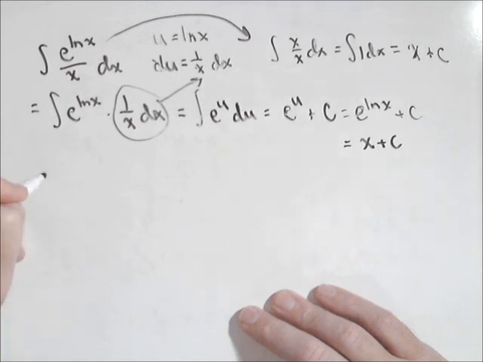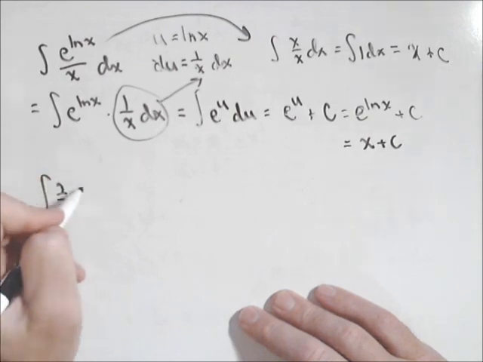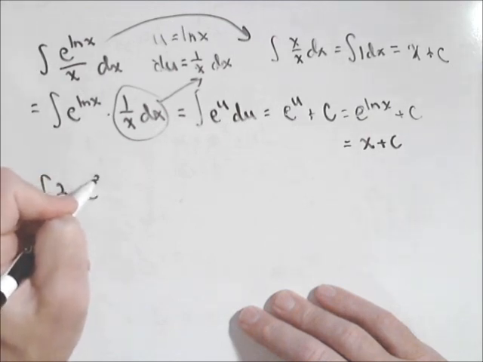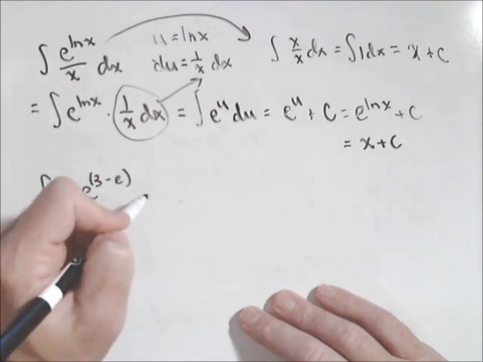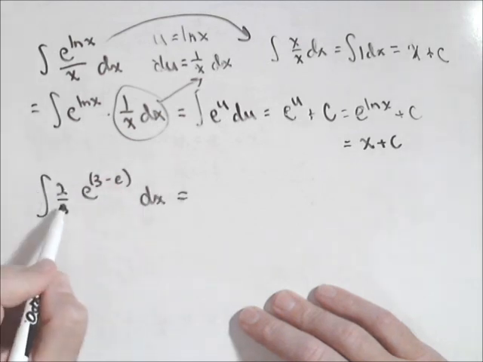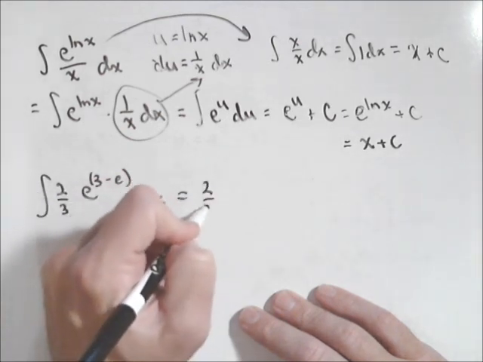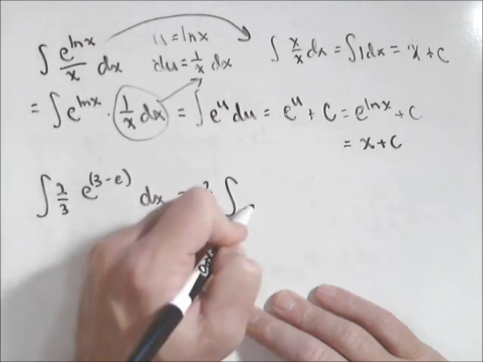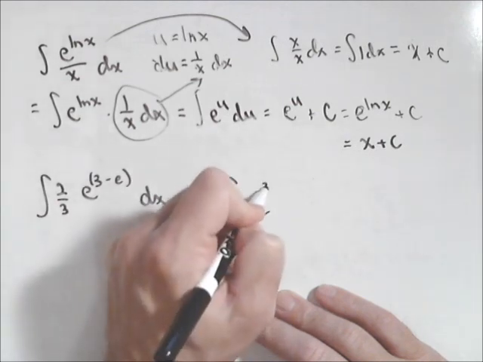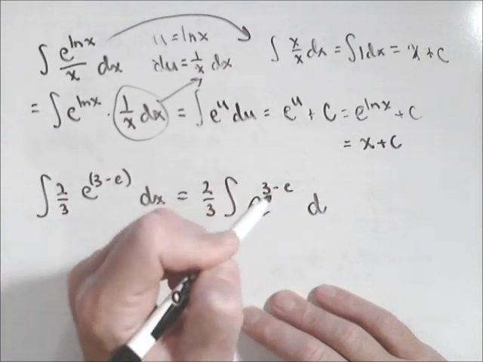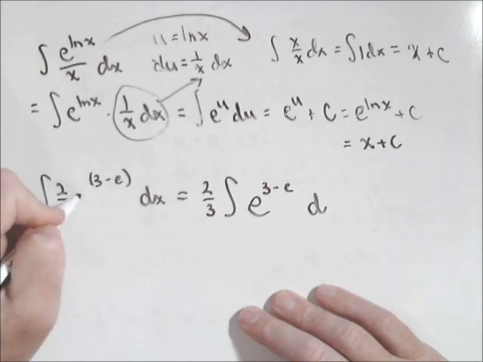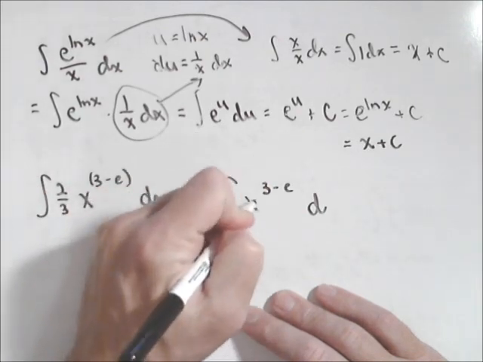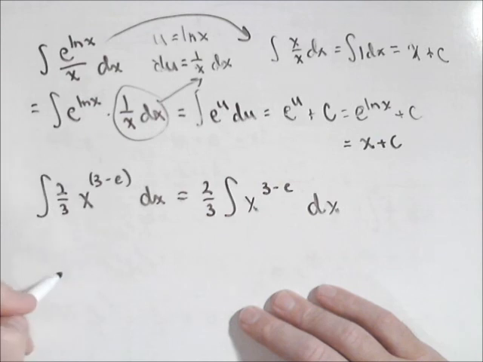Let's do one more. How about the antiderivative of 2/3 x to the 3 minus e dx. Well, that 2/3 is a constant. I'm going to ignore it for right now. I know it's going to be in my answer somewhere. Let's just focus on this part, x to the 3 minus e dx. Oh geez, that should be an x. x to the 3 minus e dx.